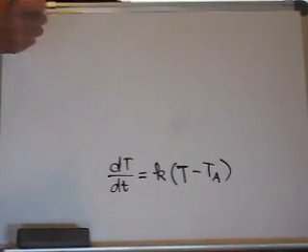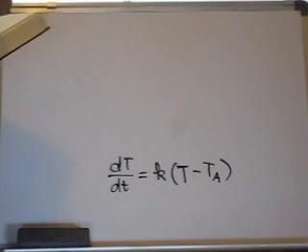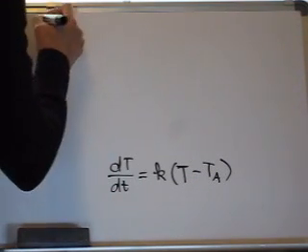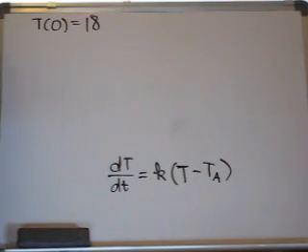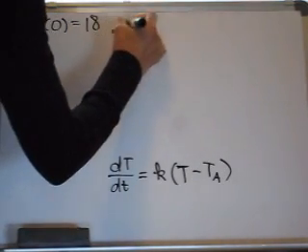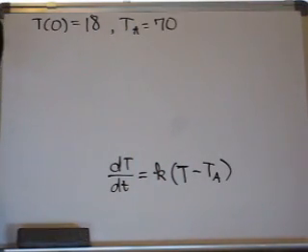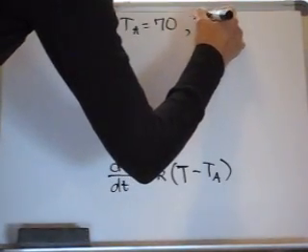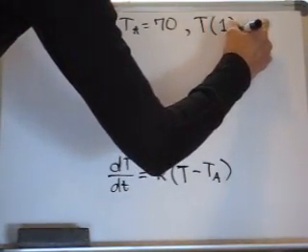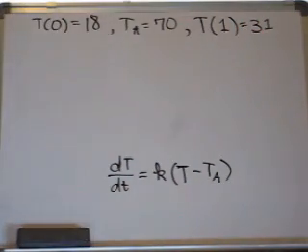Let me summarize the facts that are going to help us from reading that problem. It said that the initial temperature of the thermometer was 18 degrees Fahrenheit. Also, the ambient temperature is 70 degrees Fahrenheit. And the problem said 1 minute later, the thermometer reads 31 degrees Fahrenheit. So we know the temperature of the thermometer at time 1 minute is equal to 31 degrees.